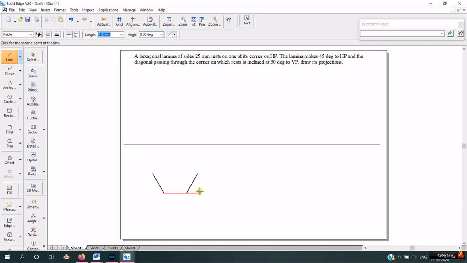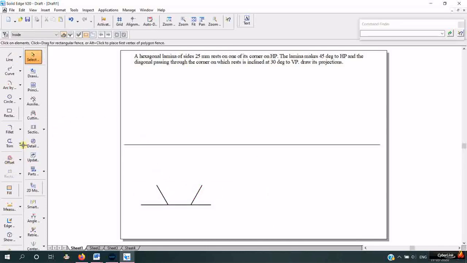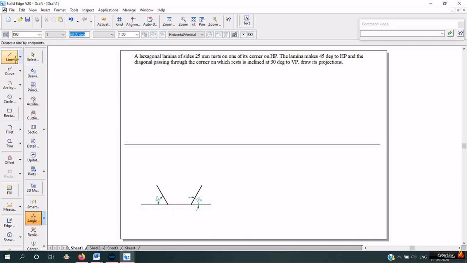While constructing in your book, construct like this. Measure the angle. It must be 60 degrees. It's also 60 degrees. Now for constructing the other lines, hexagon means 6 lines, 6 edges.